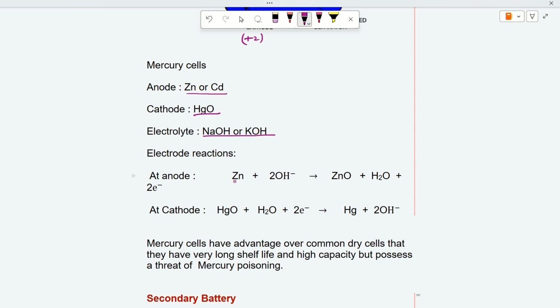The electrode reactions, that is usually zinc combining with hydroxyl ions to give zinc oxide plus water, and 2 electrons are given out. So, that is an oxidation process. At cathode, mercuric oxide takes up 2 electrons in the presence of water to give mercury and hydroxyl ions. Here zinc goes to +2 oxidation state. Here mercury, which is in the +2 oxidation state, goes to 0 oxidation state. So, that means there is a reduction.